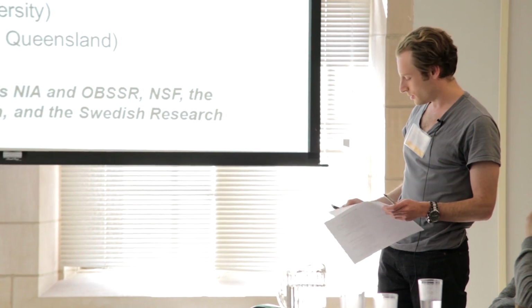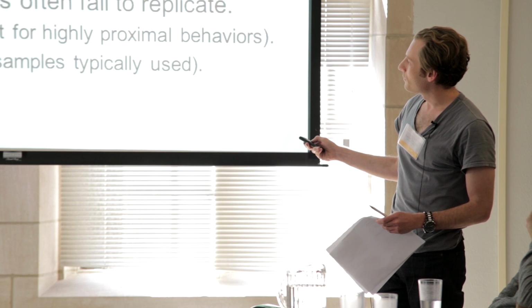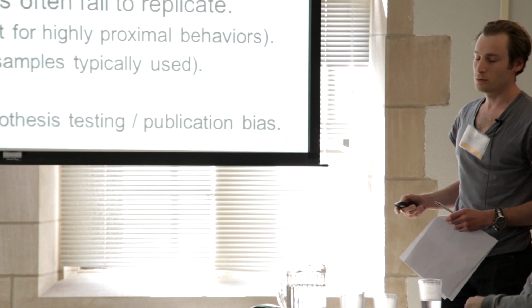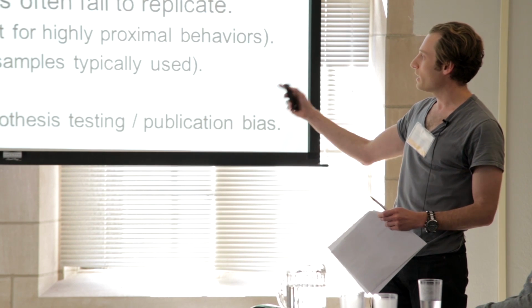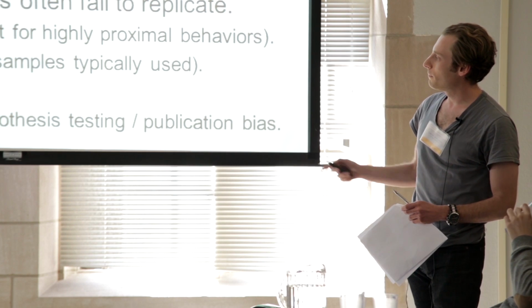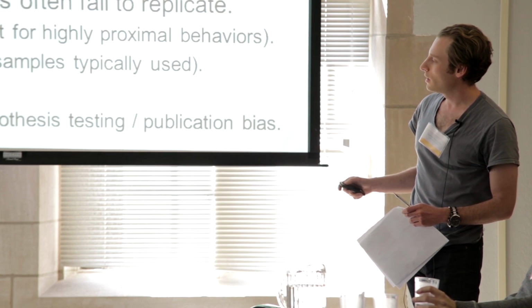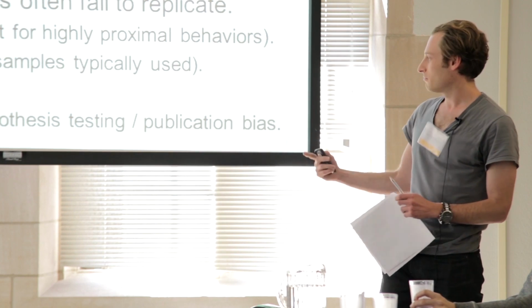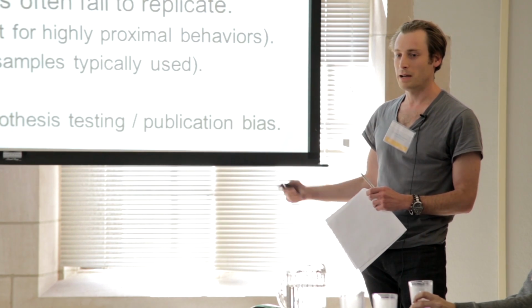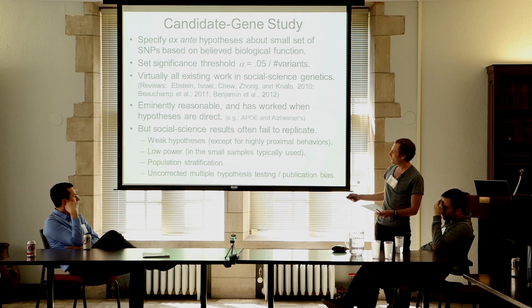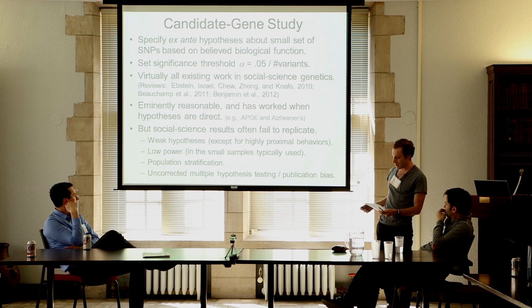So this is just repeating David's slide, basically, on candidate gene studies. Some of the reasons for the replication problems are listed here. One issue, echoing what Sarah said, is weak hypotheses, often in the social science literature. David was just talking about population stratification. Another issue, which is an issue in many literatures, is uncorrected multiple hypothesis testing and publication bias. What I want to focus on in my few minutes is this issue of low power.